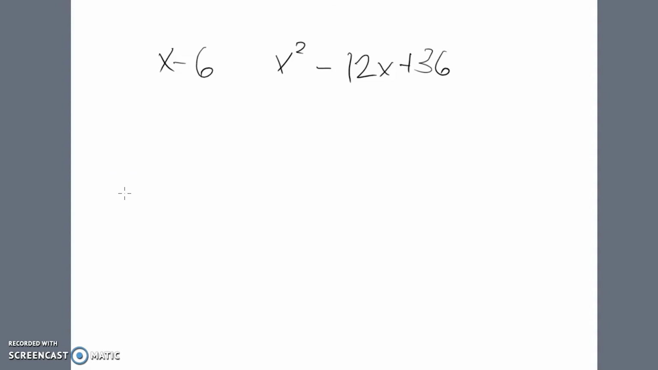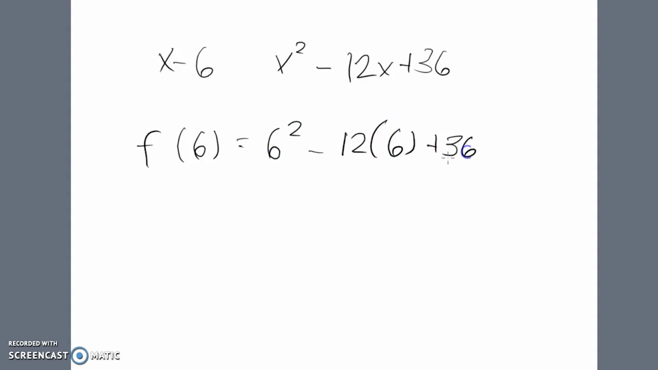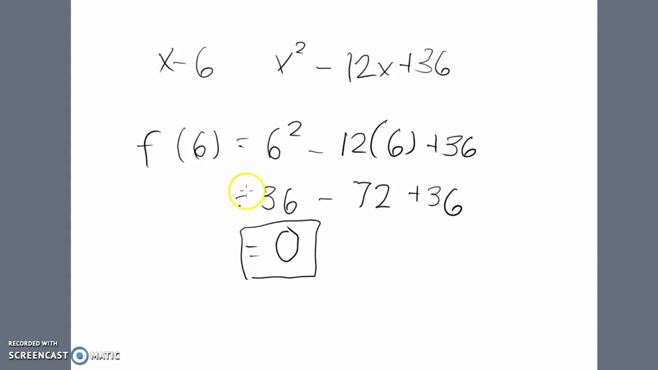We will now discuss the answers. Similar to the last item, we will use the remainder theorem first and substitute all the values here with positive 6. So that will become 6 squared minus 12 times 6 plus 36. Simplified, it will become 36 minus 72 plus 36. And the final answer will be 0. Since we're left with no remainder, we know that x minus 6 is a factor of the given polynomial expression.